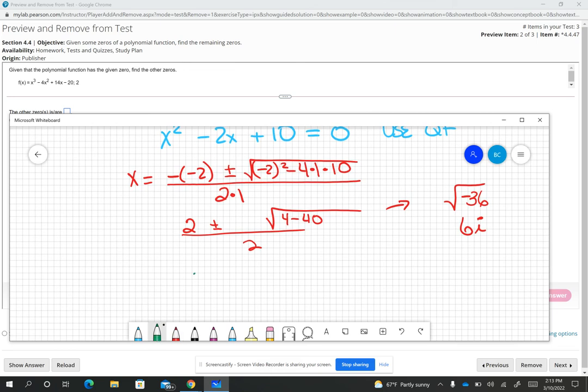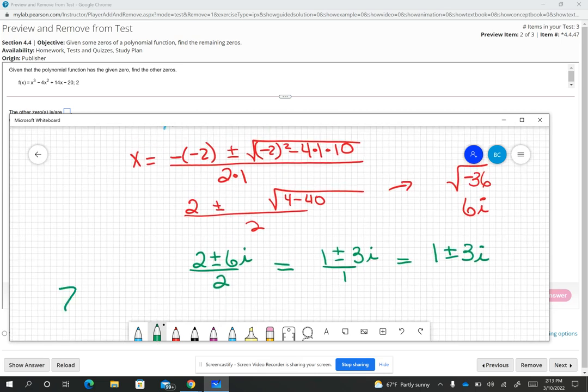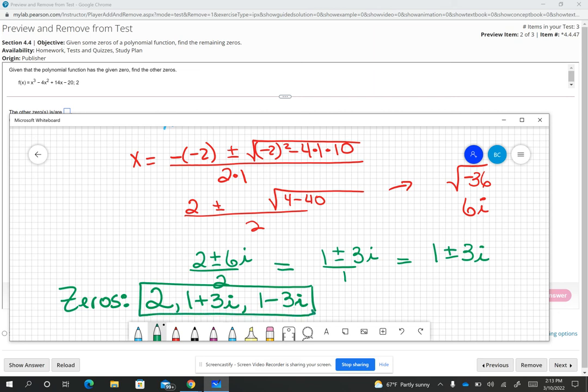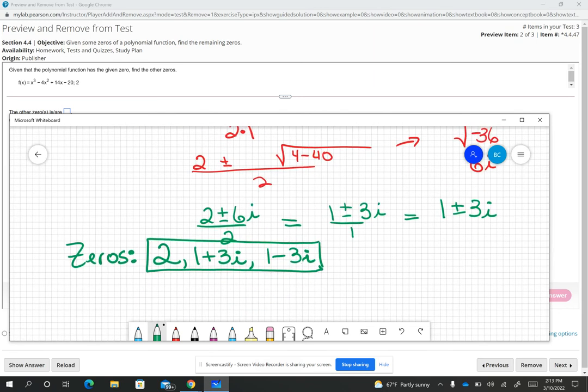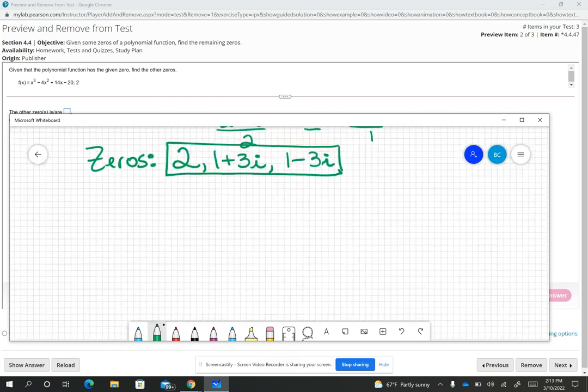So I'm looking at 2 plus or minus 6i over 2, which can be simplified to 1 plus or minus 3i over 1, or just 1 plus or minus 3i. So my zeros, my official answer: 2 is a zero, that's the one they gave me. 1 plus 3i, and 1 minus 3i. Those are my zeros. Very good. Next problem, real quick. Next problem.